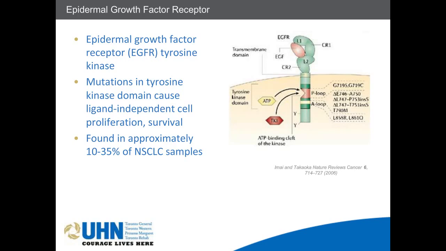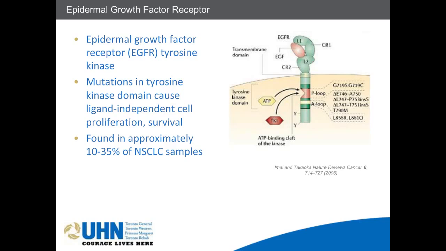For intracellular signaling, the tyrosine kinase domain can bind ATP, which causes dimerization and autophosphorylation, leading to proliferation and survival. There are various known mutations in the tyrosine kinase domain of the EGFR gene, and these mutations can cause ligand-independent cell proliferation and survival.